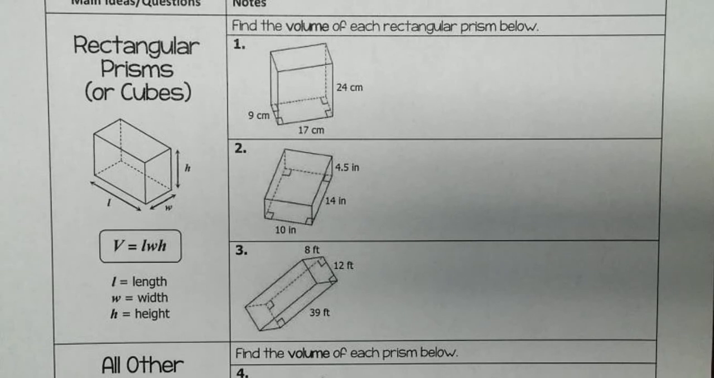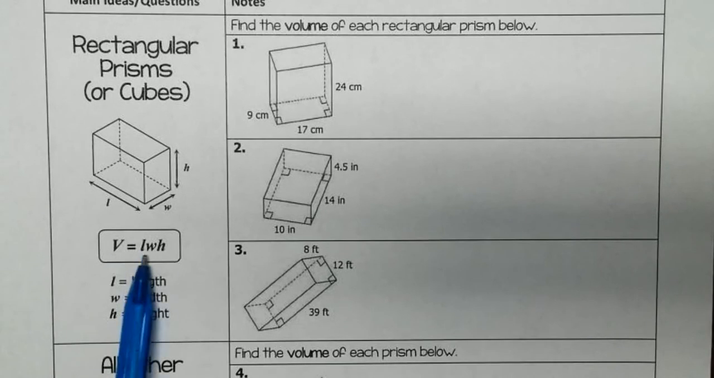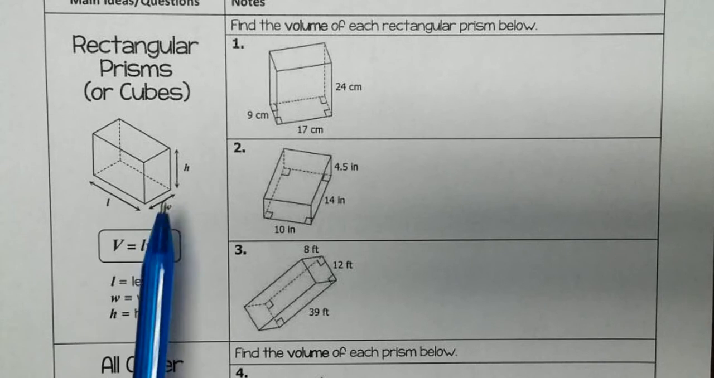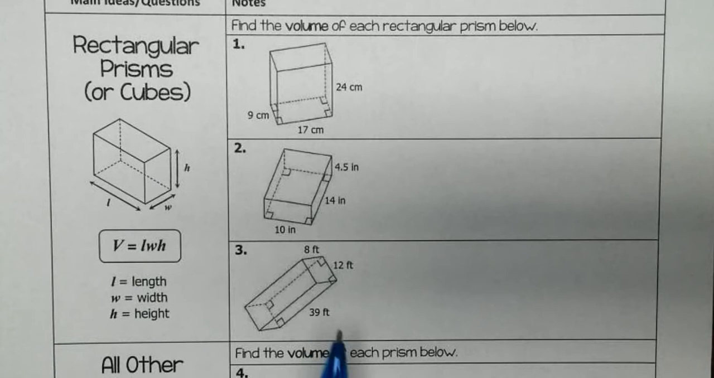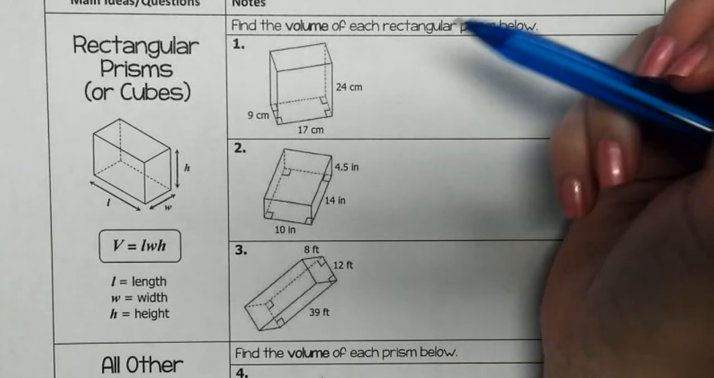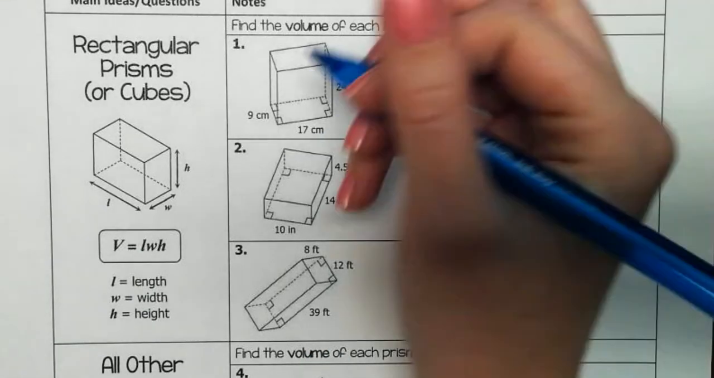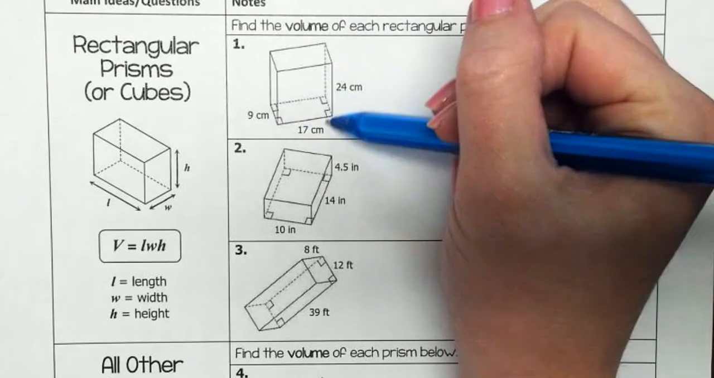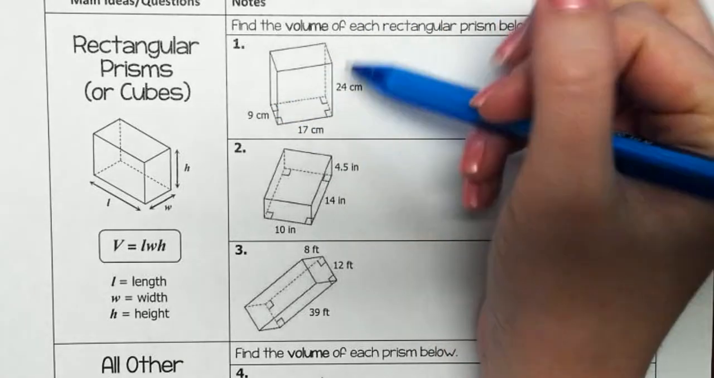Now we are going to find volume. So if you look at our problems, it gives us our volume formula. For a rectangular prism or for a cube, our volume formula is going to be length times width times height. So we need three things, okay? You want to label them in your picture. It really doesn't matter in which order you put them because they'll all be plugged in the same way.